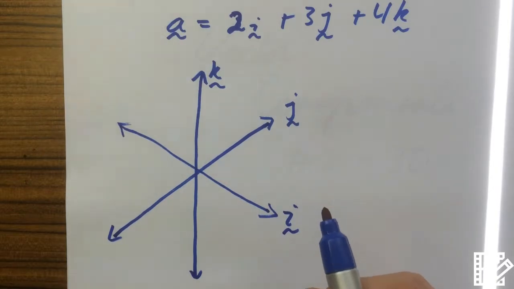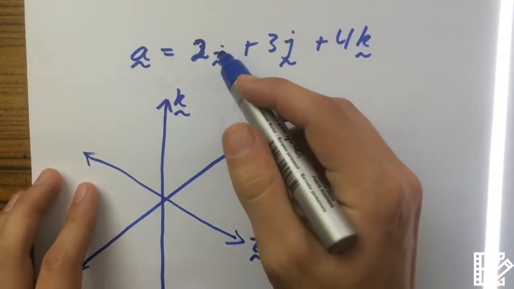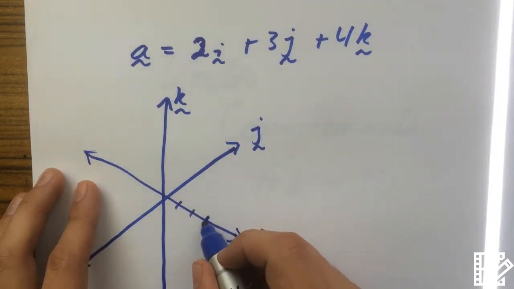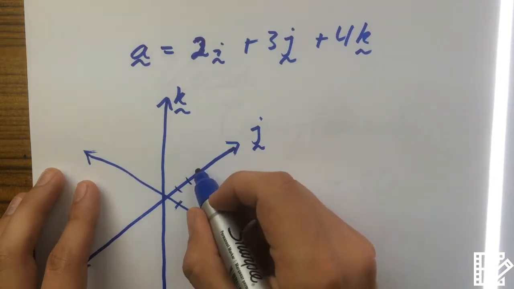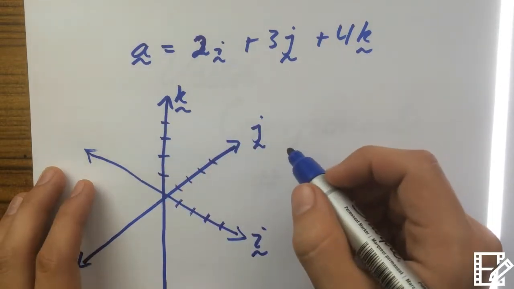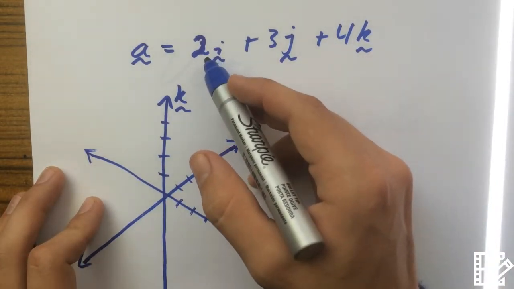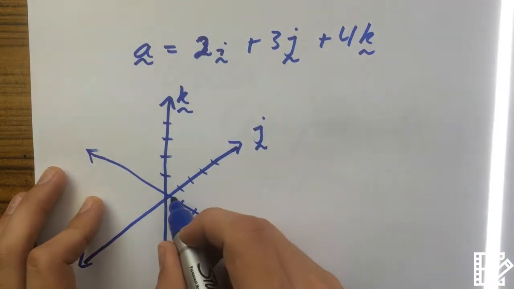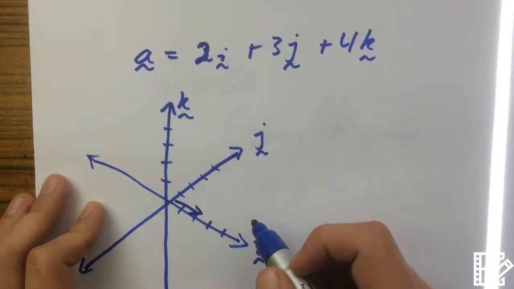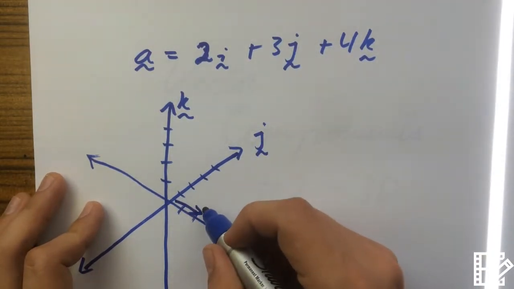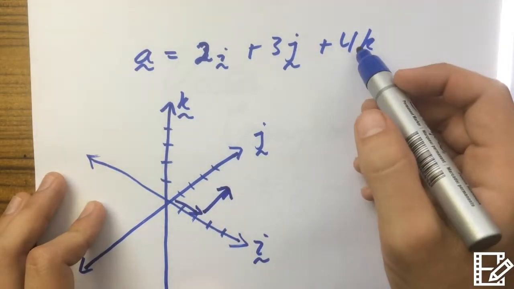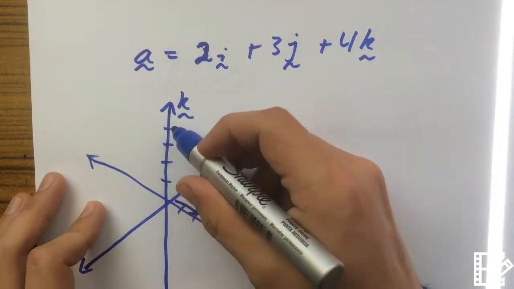Okay? So we've got our vector A. It's made up of 2i, so let's make this go 1, 2, 3, 4, 1, 2, 3, 4, 1, 2, 3, 4. It goes 2 in the positive I direction, which means it goes like this. Then we have 3j, which means we've got to go up 3, 1, 2, 3 in the positive J direction. And then we're going to go up 4 in the positive K direction. So that's 1, 2, 3, 4, all the way up here.